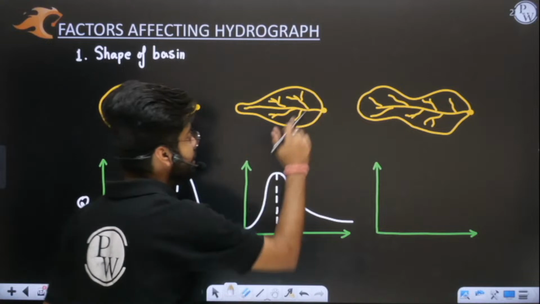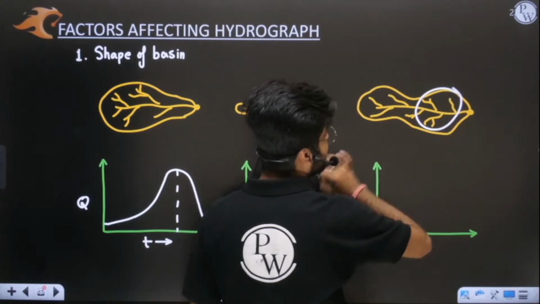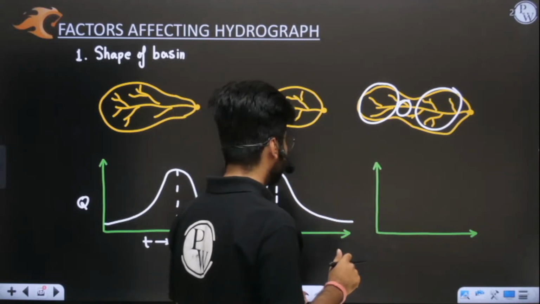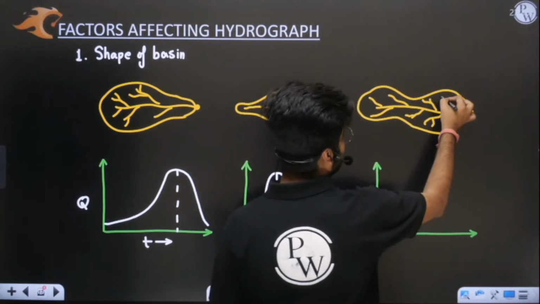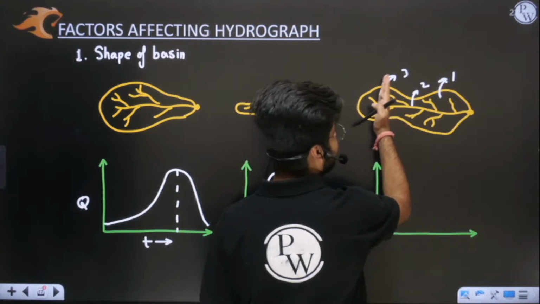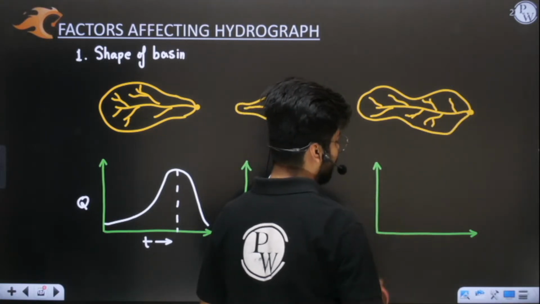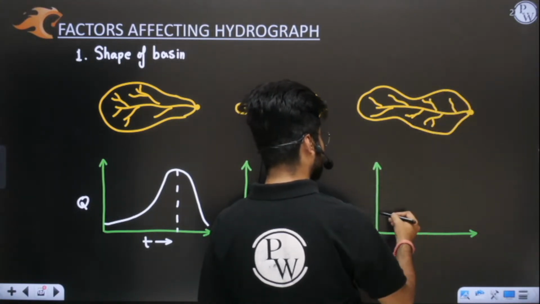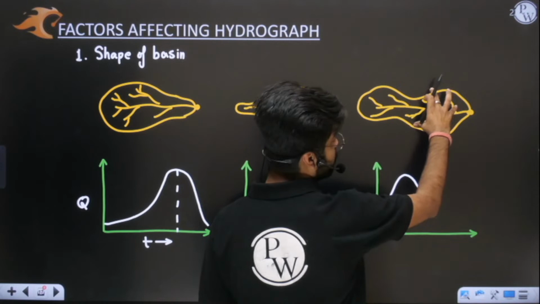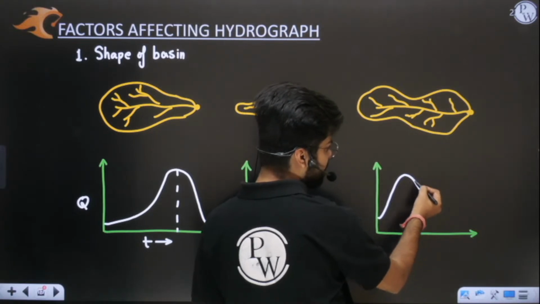Now what will happen in this case? We have one huge volume here and one huge volume here, and in the middle less volume of water. The sequence is: first this will reach, then this, and then this water will reach the lowest portion, the outlet point. When this water reaches, you get a peak. Then the peak starts diminishing, because when the huge amount of water finishes, the discharge declines.